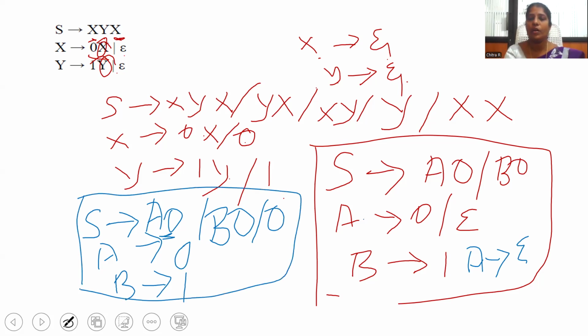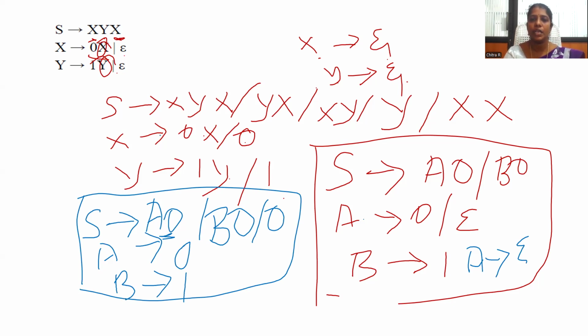Remember that when you are doing this, first write all the productions except epsilon. After that, replace the epsilon in the original productions and write those productions also. So here you get the additional productions. We are not eliminating any productions that are available. We are just replacing the variables with epsilon on the right hand side.